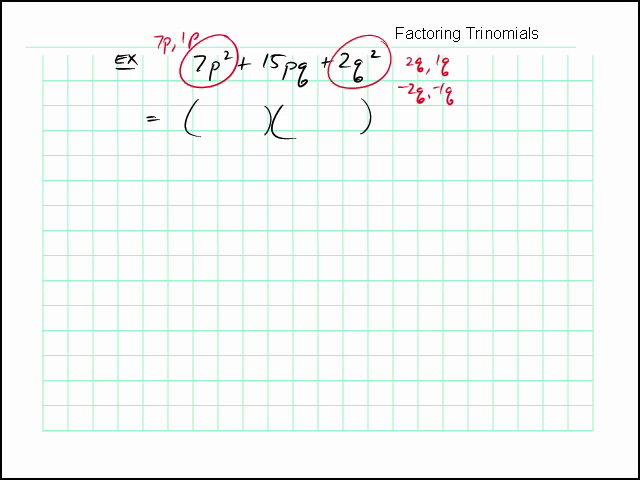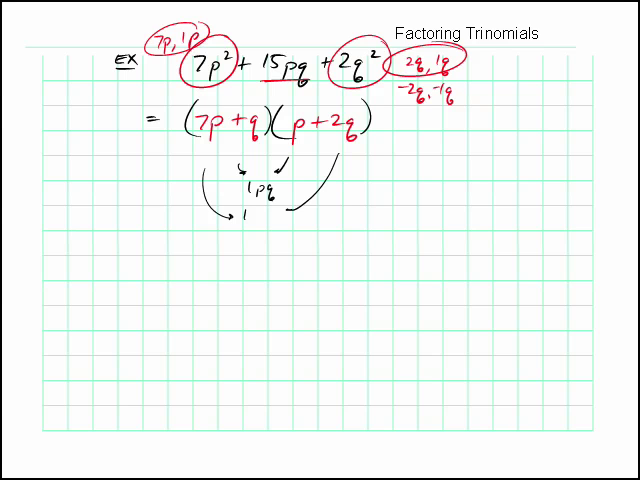And so I'm going to try the 7p and the 1p. And then I'm going to take the 2q and the 1q, and I need a 15 for the middle term. So I'm going to put the 1q here, and I'm going to put the 2q there. Let's check and see if we have the correct middle term. That times that is 1pq. That times that is 14pq. And that does add up to the correct middle term, 15pq. There's my correct factorization.